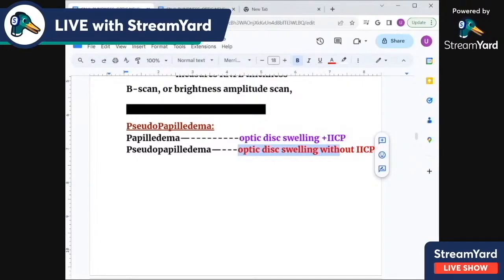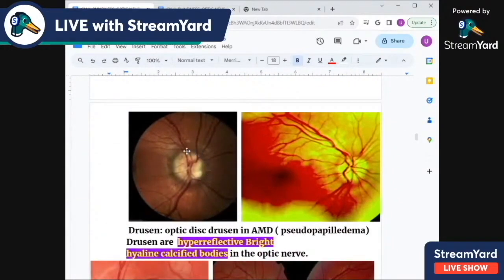And what condition is that? That's AMD. See, this is age-related macular degeneration. We have drusen here, which are detected on B scan. See, they are fluorescent, hyperlucent, calcified hyaline bodies from the cells, and see this very chalky white optic cup, clear margins. But in papilledema, the optic disc is blurred. It's raised over the surface. The margins are not clear. But in pseudo papilledema, there are clear margins and the optic disc is white, whereas it's blurred in papilledema compared to pseudo papilledema.